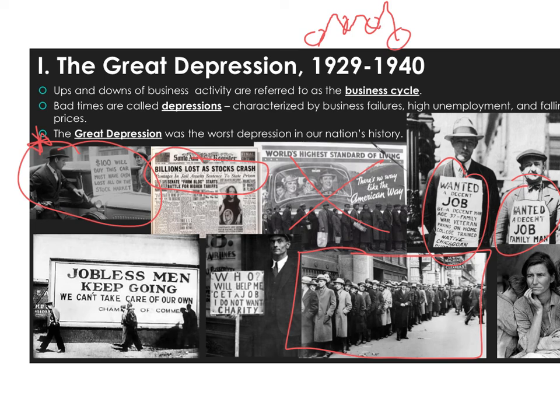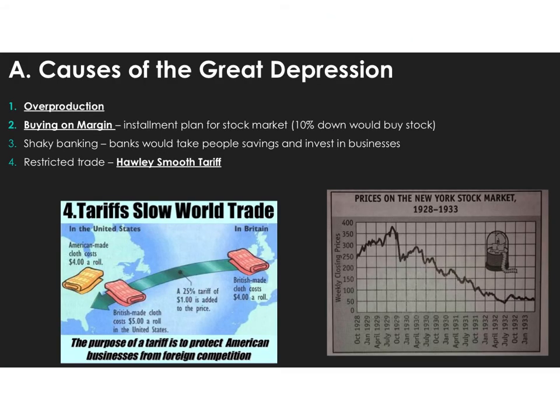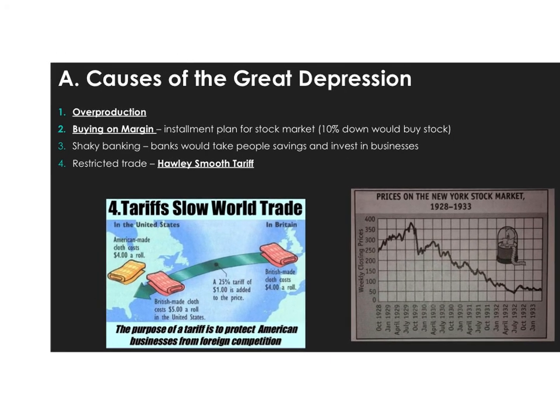So let's get to the causes of the Great Depression itself. I already talked about this in the last section, but the Hawley-Smoot tariff was the highest tariff in U.S. history. It alone is going to slow down global trade so much and hurt the economy everywhere, the global economy. So that's one issue.